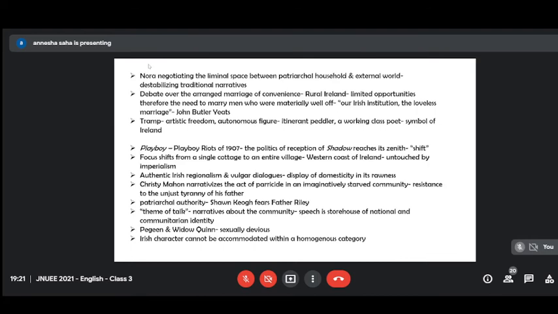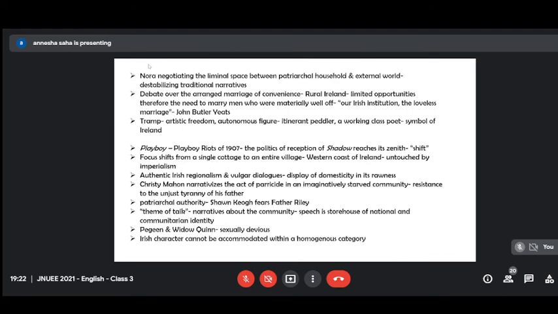And what is exactly Synge trying to do through these depictions in his plays? He's basically trying to upset any ideological construct of a very homogeneous idea of the Irish. So Irish life all over the country is not uniform. Irish morals, Irish sense of culture is also not uniform. It is a heterogeneous field. The realm of culture is heterogeneous, and it is not homogeneous. So that is basically what Synge seems to be driving at through his plays.